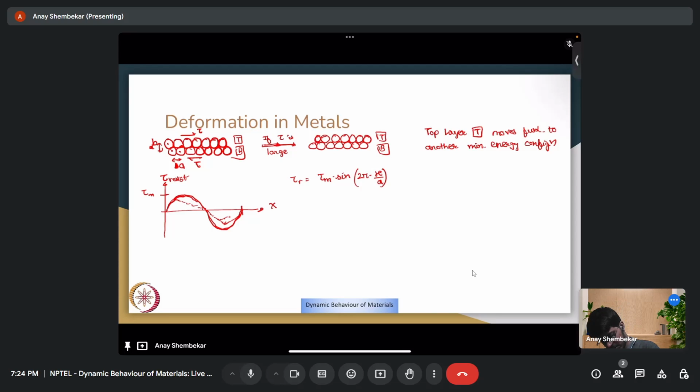Here a is the interatomic distance within the same plane. Suppose we move the top layer to a slightly different configuration, so the angle becomes gamma. Gamma equals x by b roughly, where b is the interplanar distance. So if you move the top layer T by a small displacement x, the shearing angle associated with it would be x by b.